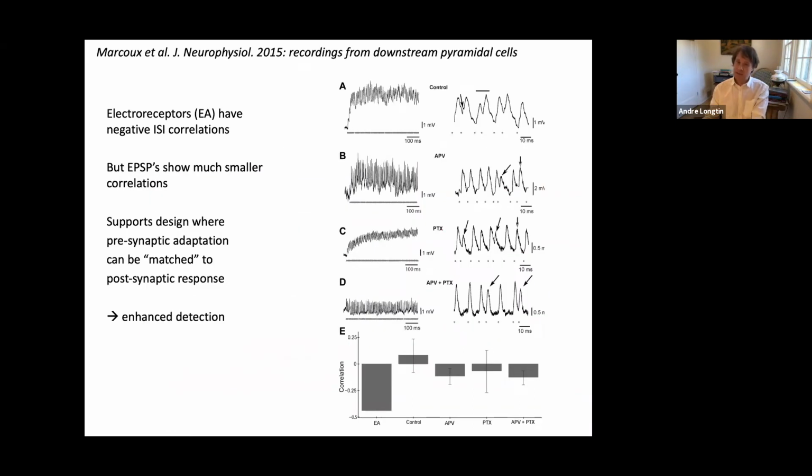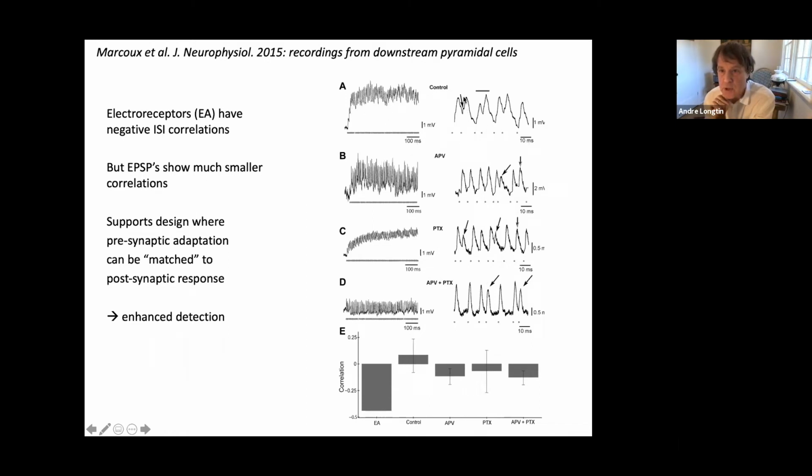In experimental work done back 6 years ago, here with Curtis Marcoux and Will Nesi and Len Maler and others, we've looked at this in some more detail, and we found that the electroreceptors have these negative correlations. They're shown over here. These are the afferents, so they have this negative correlation. But the EPSPs in the next cells show much smaller correlations. They're over here. They're blown up here in the control. Okay, this is fast, 100 milliseconds, this is 10 milliseconds.